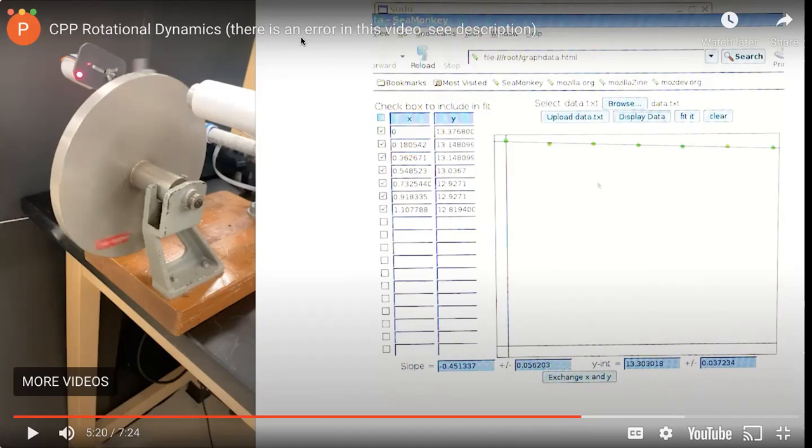But there was a little mistake in the video. They didn't show it here, but if you look at the resources on the physics website, the video there has a description saying there was a mistake in the video: they were actually using the circumference of the small wheel.